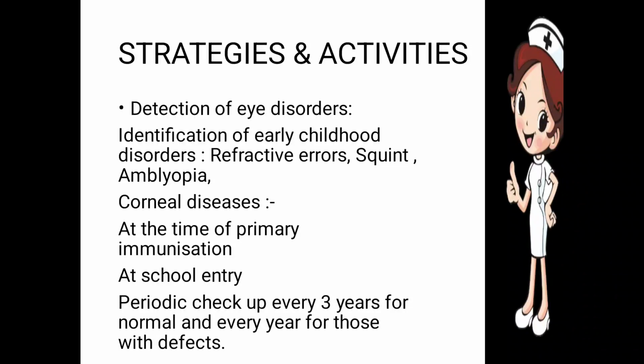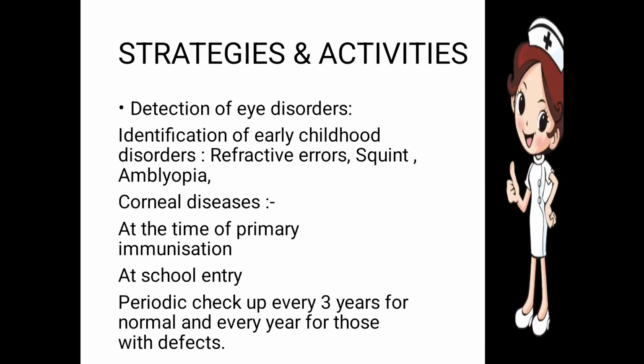First one is detection of eye disorder. If any person has any kind of eye disorder, then detection is very important. Identification of early childhood disorders, which are refractive errors. Refractive error consists of myopia, hypermetropia, astigmatism, etc. Next one is squint. Squint is basically misalignment of the eyes.